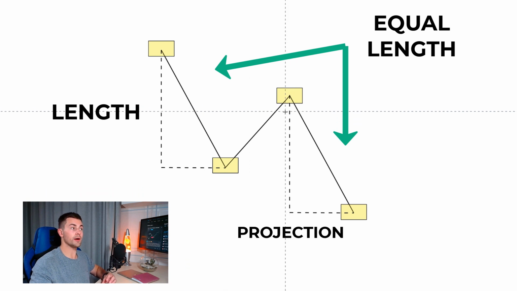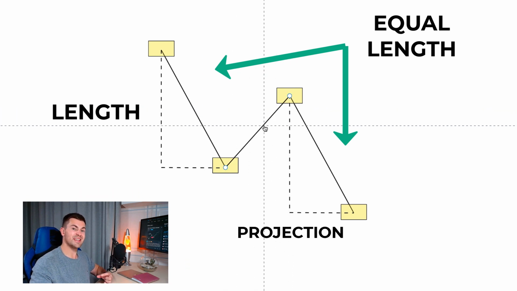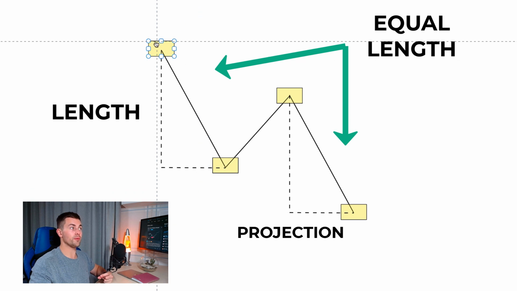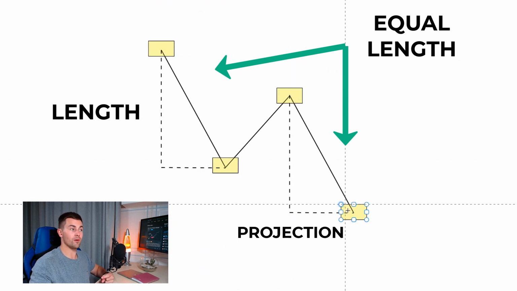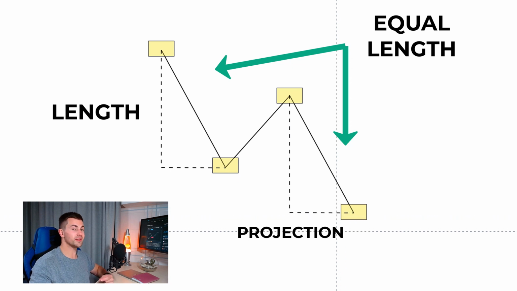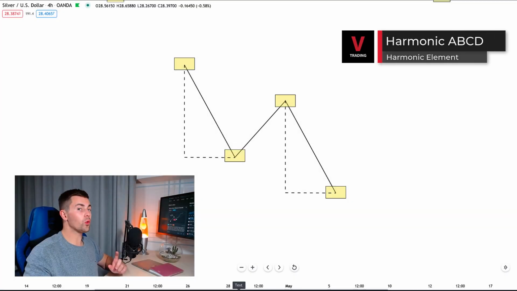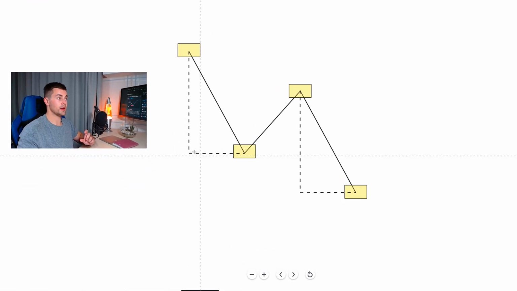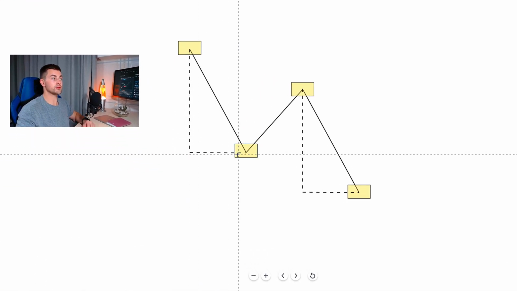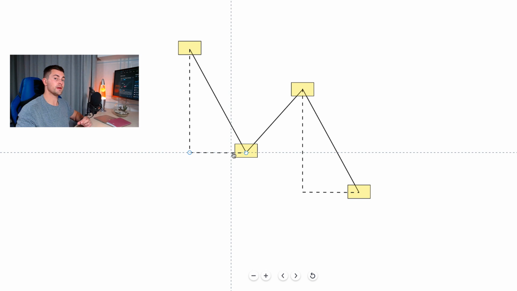So the price moved the same pip value from this high to this low, and then from this high to this low. The movement is equal, but there is one more harmonic element right here: the time horizon. Each and every impulse has its time value. And right here, this short line represents the time horizon.